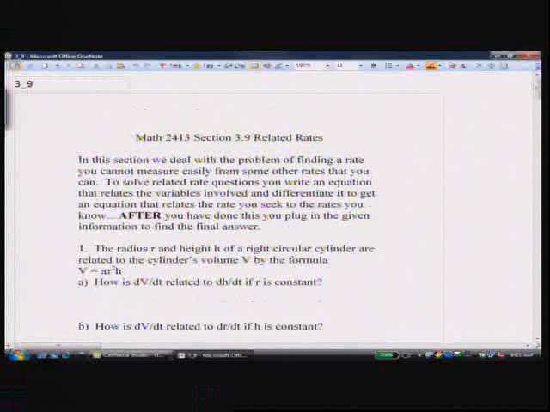All right, related rates. In this section, we deal with the problem of finding a rate you cannot measure easily from some other rates that you can. To solve related rate questions, you write an equation that relates the variables involved and differentiate to get an equation that relates the rate you seek to the rates you know.